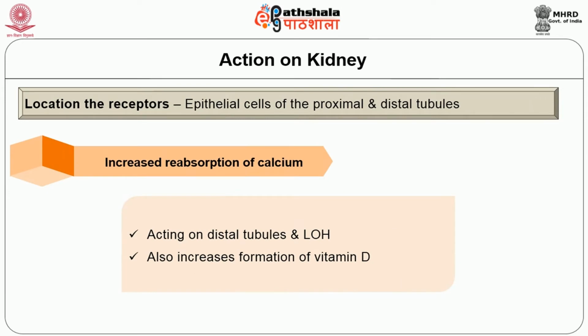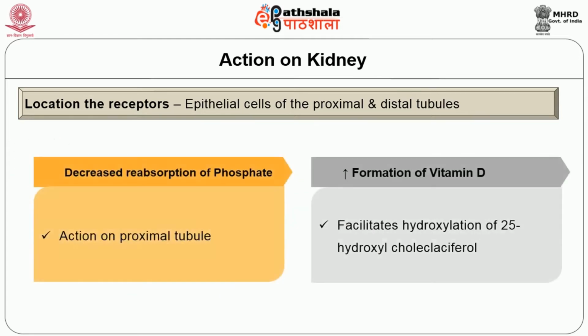In the kidney, it acts through the receptors located in the epithelial cells of the proximal and distal tubules. It acts on the distal tubules and loop of Henle. It increases the reabsorption of calcium. By acting on the proximal tubule, it decreases the reabsorption of phosphate and facilitates phosphate excretion. It also facilitates the hydroxylation of 25-hydroxycholecalciferol and increases the formation of vitamin D.